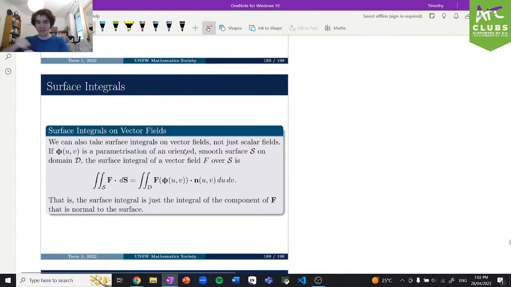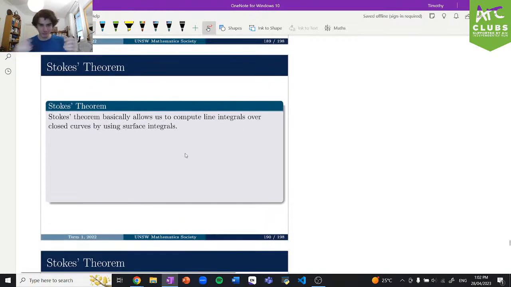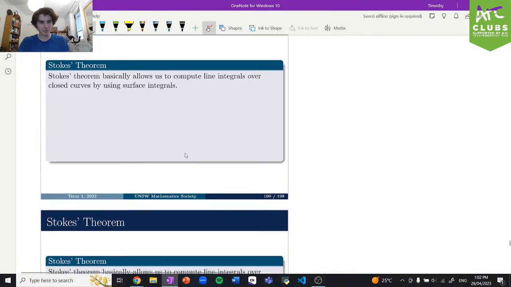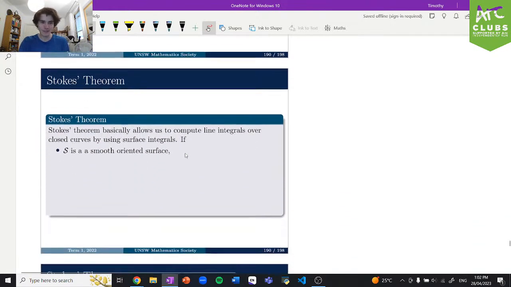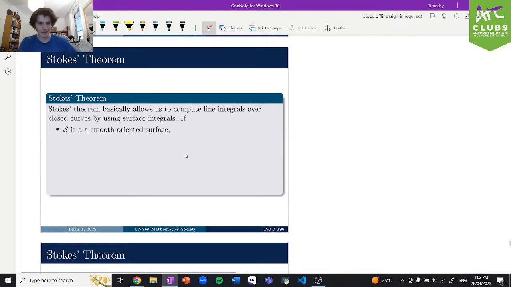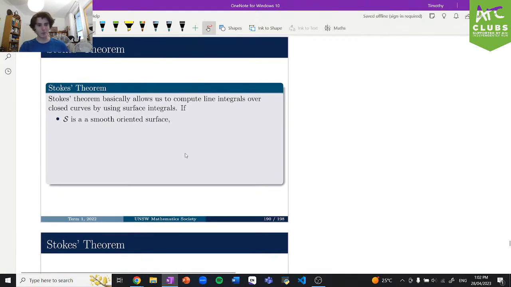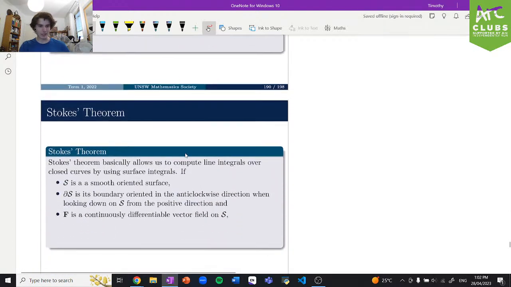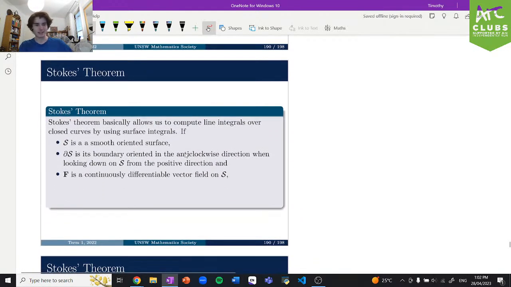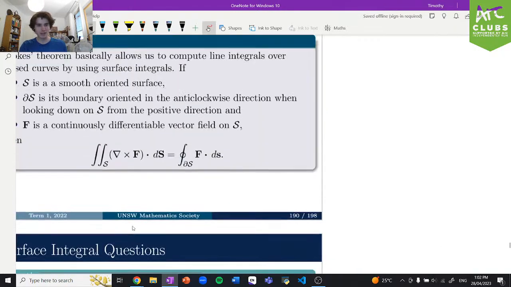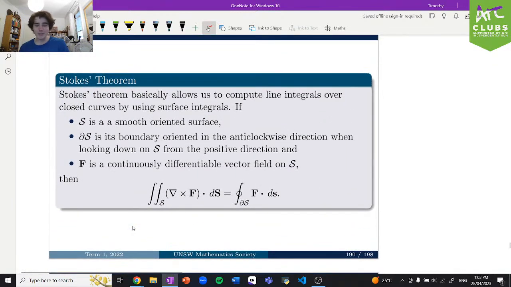Now, when we are doing surface integrals over vector fields, we actually have a couple of really hot theorems to help us along. One of which is Stokes' theorem, which is very cool, because it allows us to compute line integrals over closed surfaces using surface integrals instead. So if S is a smooth oriented surface, and it has some boundary and it has a nice differentiable vector field, then Stokes' theorem says that this relationship is going to be true. And you can use it in either direction.